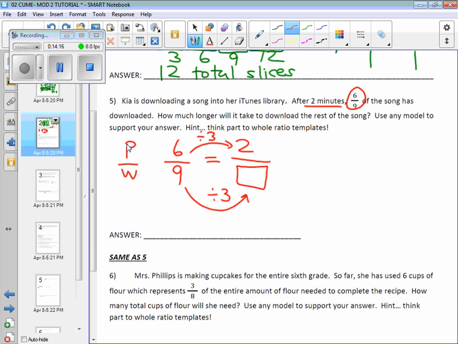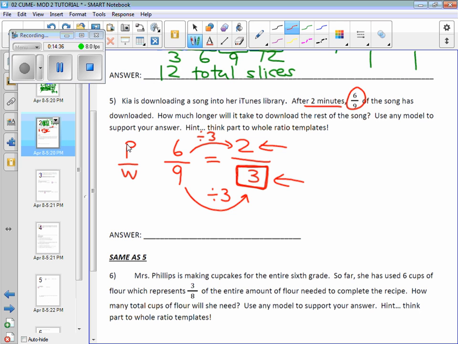9 divided by 3 is 3. Now we have to be careful here. This is our part, this is our whole. It's telling me that it takes 3 entire minutes to download the whole song. So I'm not out of the woods yet.